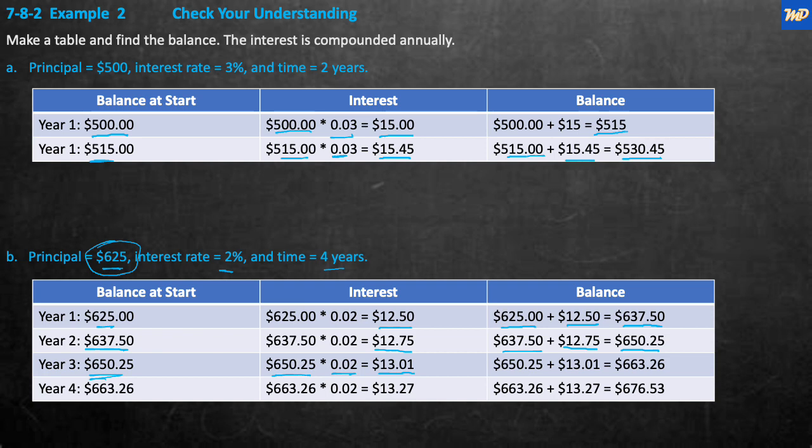So $650.25 plus $13.01 gives us $663.26, and that $663.26 is the beginning for your fourth year, and $663.26 times 2% is $13.27, and 663.26 plus 13.27, the interest earned this year. So at the end of the year, you're going to have $676.53.